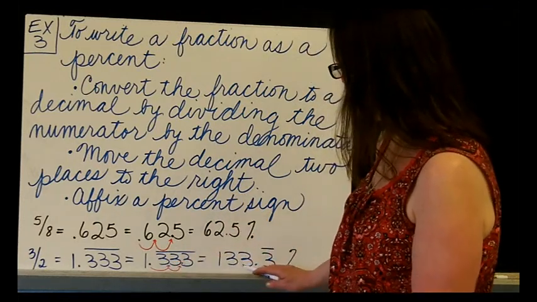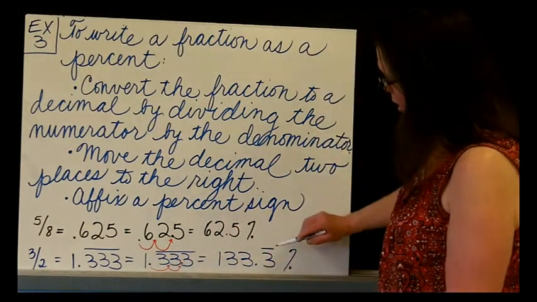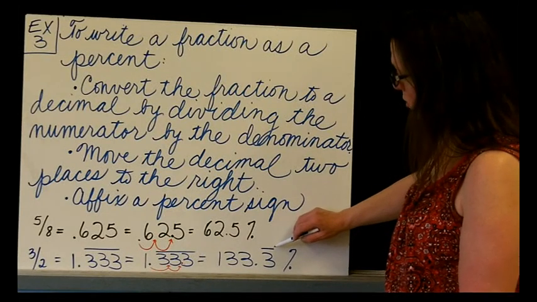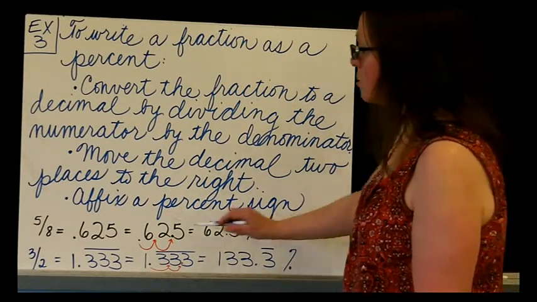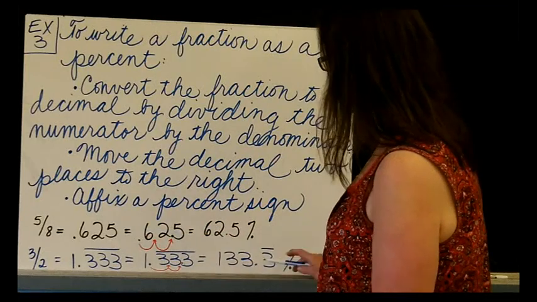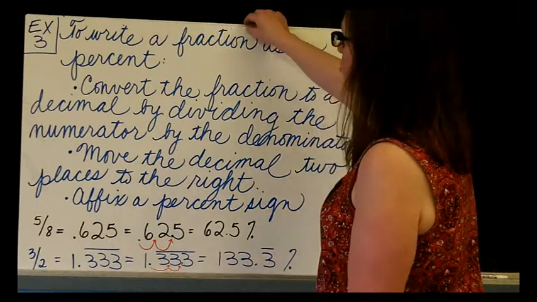So we end up with 133.3. Don't forget the bar across to show that it continues to repeat. So 3/2 is 133.3%.